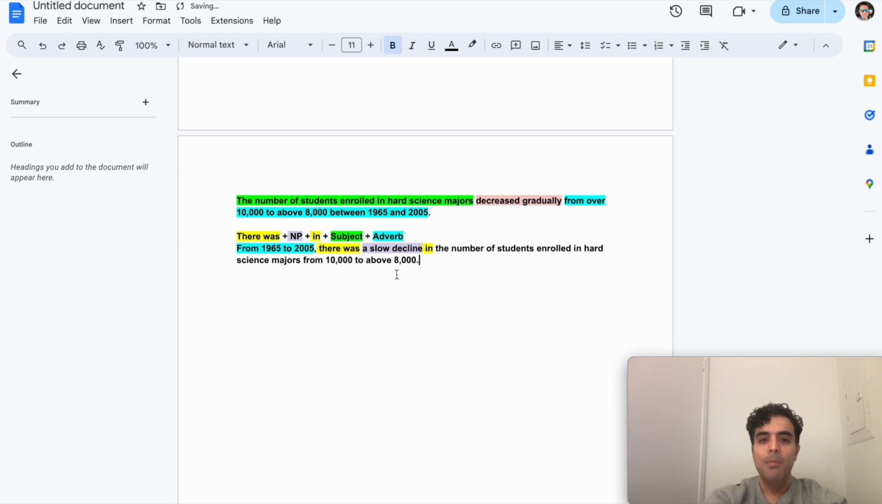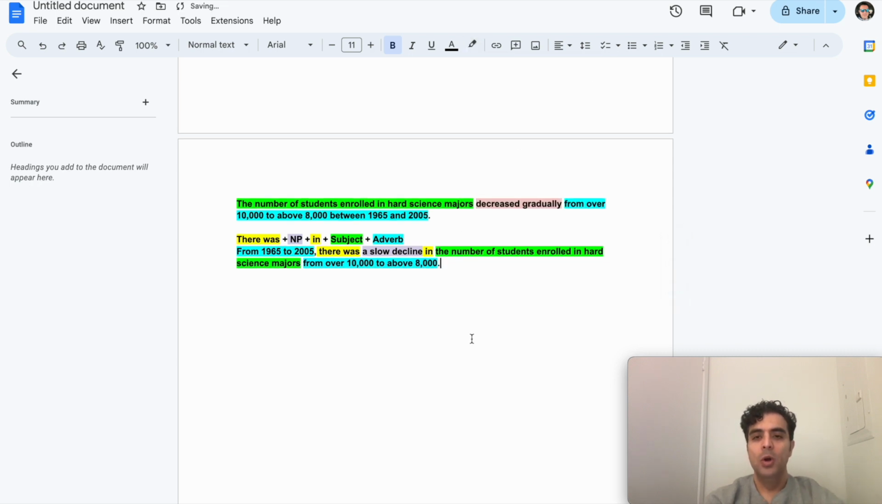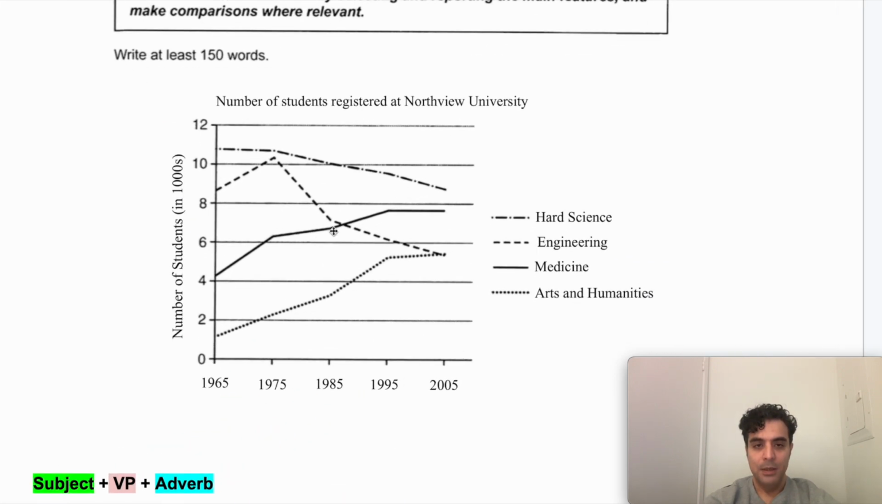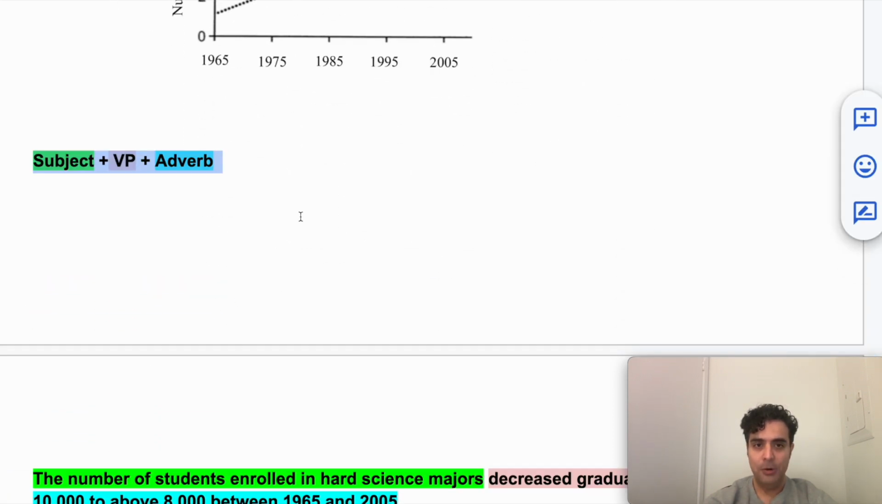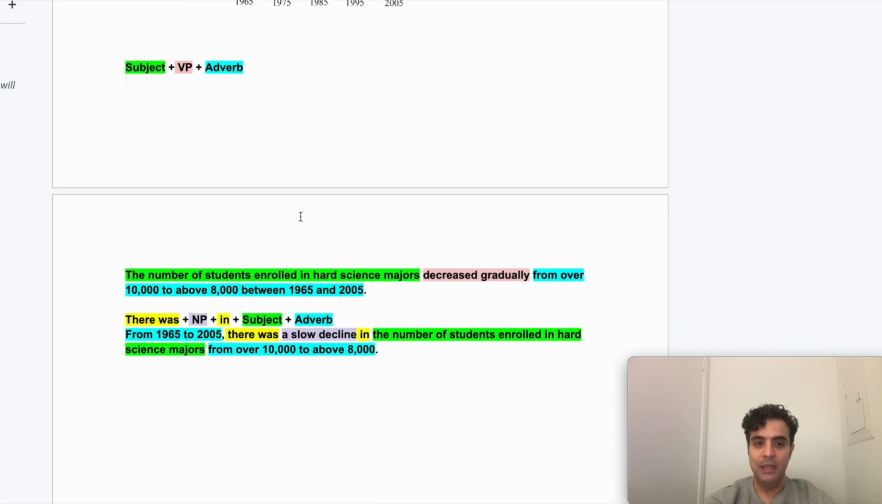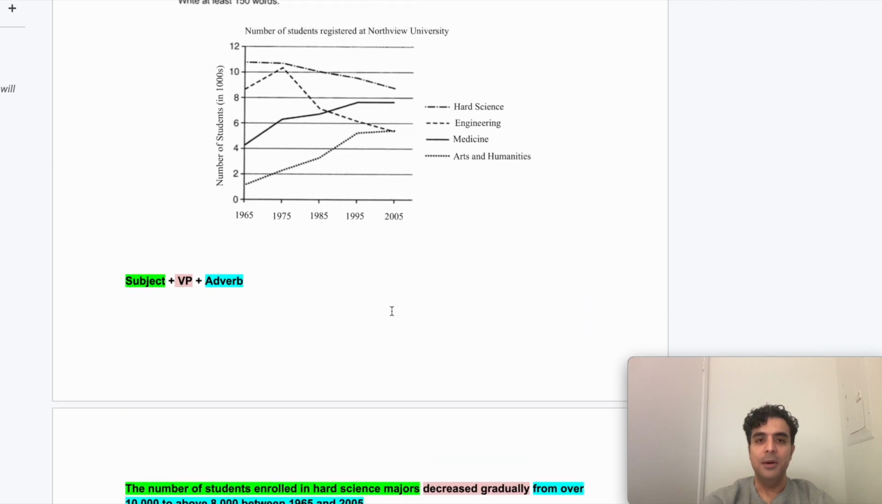And I believe it was from over 10,000. So I'll keep that constant. So the number of students enrolled in hard science majors, this is my subject. And then from over 10,000 to above 8,000, that's my adverb, right? So what I just did is I described this line using two structures. First, the subject verb adverb structure, and then next using the noun phrase structure that you could see here.